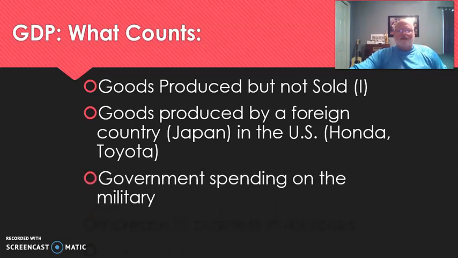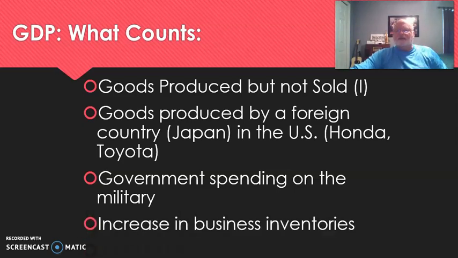Okay. Government spending on the military. I don't know why they put that here, because it seems to me that's common sense. If you're buying tanks for your army, it goes in your GDP if it's made in your country. Moving on. And here you see increase in business inventories. I already explained that. Like I said, that's probably the trickiest part of this.